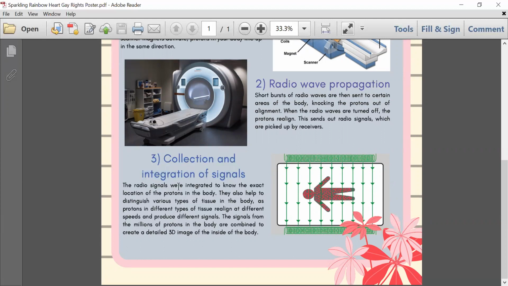Those radio waves are integrated to know the exact location of the position in the body. They also help to distinguish various types of tissue in the body, as protons in different types of tissue realign at different speeds and produce different signals. The signals from the millions of protons in the body are combined to create the detailed 3D image inside the body.